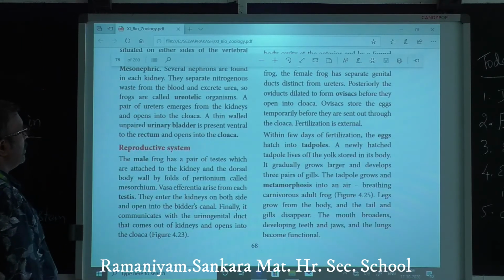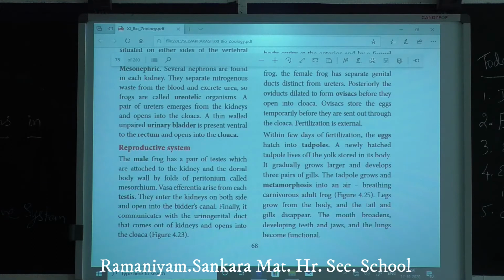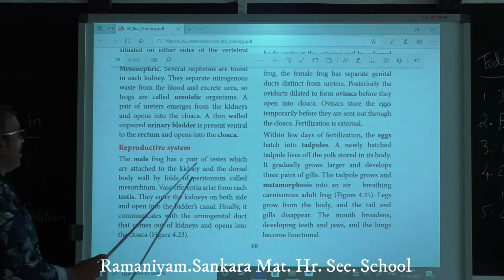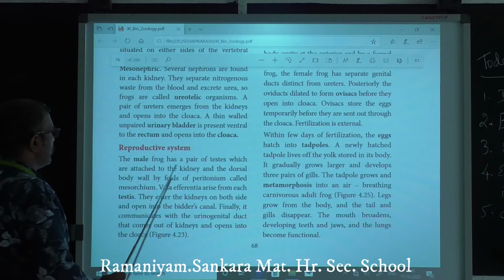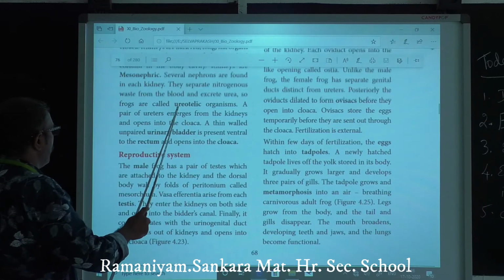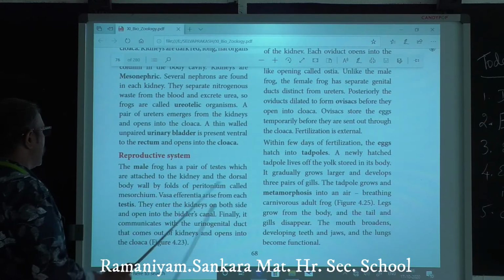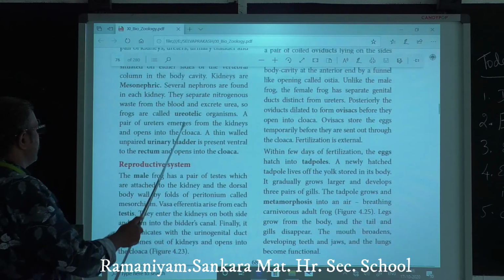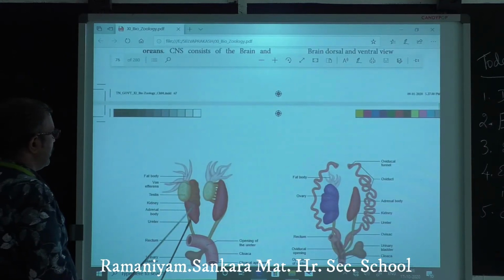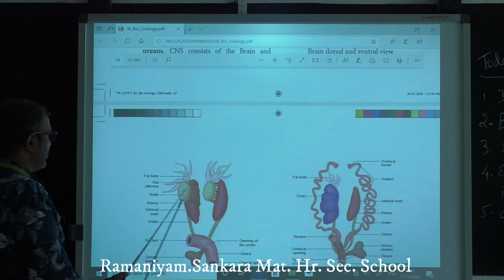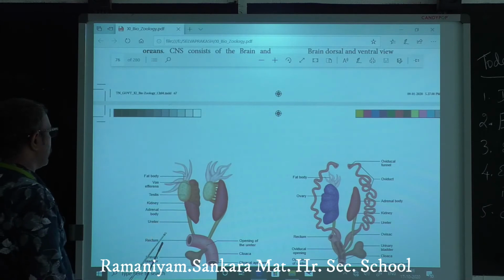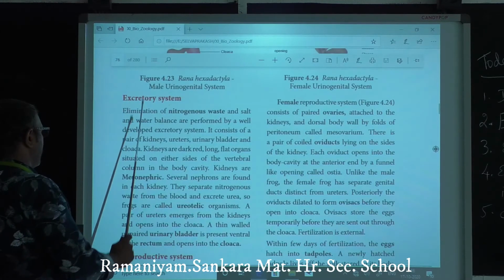Next one, the reproductive system. The male frog has a pair of testes, which are attached to the kidneys and the dorsal body wall by a fold of peritoneum called mesorchium.